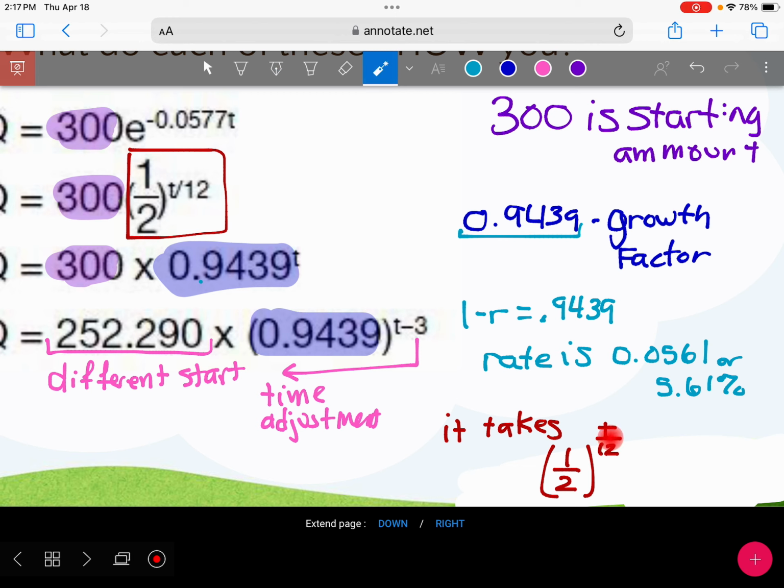6 would give us an exponent of 1/2, but I don't want to raise this to 1/2. I want this to just be 1/2. So we would need this exponent to be 1. So what would T need to be for this exponent to be 1? 12. So it takes 12 T's for it to be cut in half.